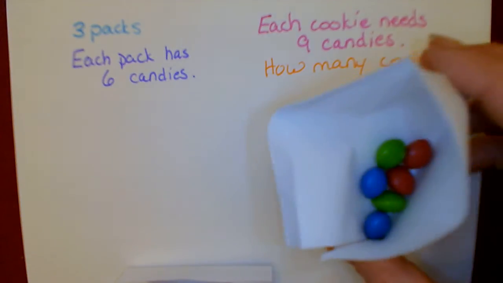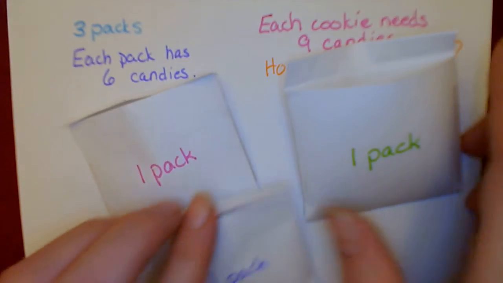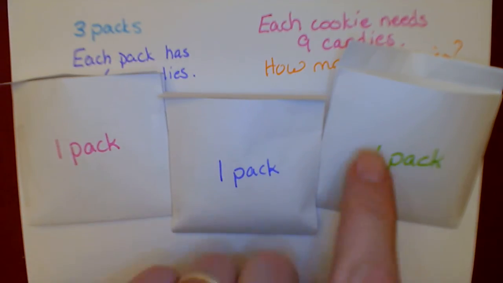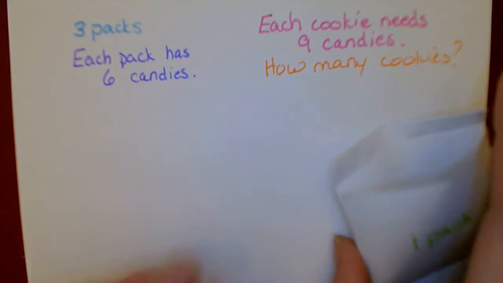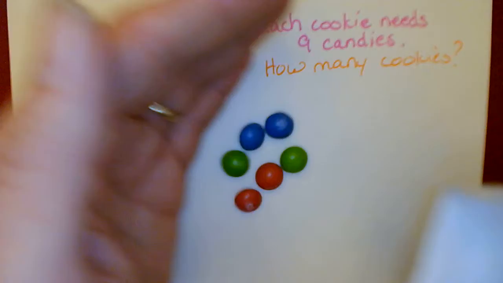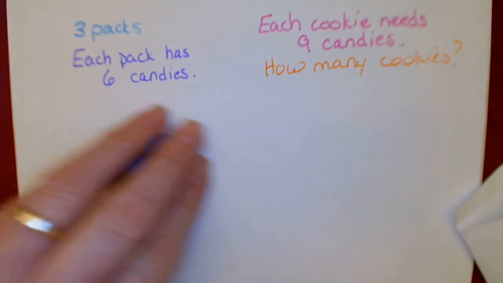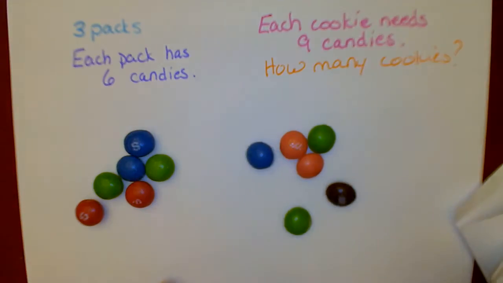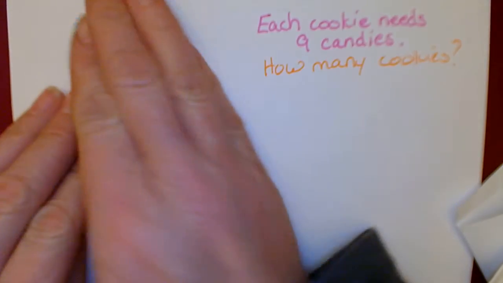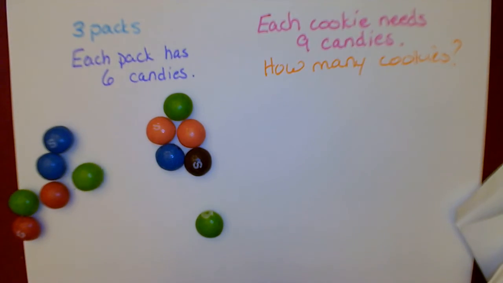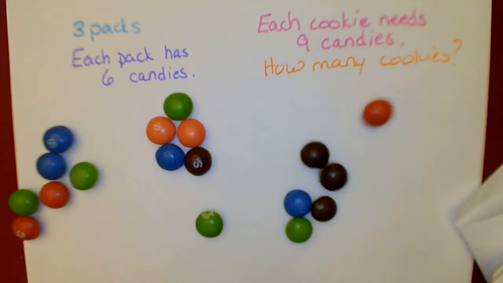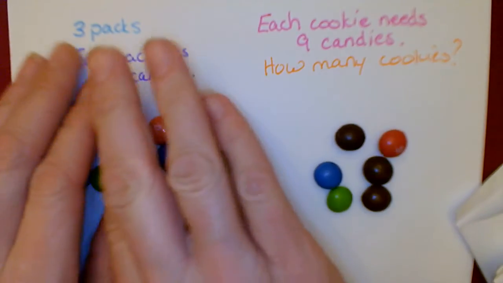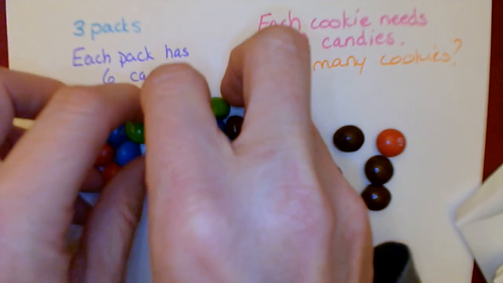So let's go ahead and empty out these 3 packs. So again, I have 3 packs. Let me show them to you. So we have 1, 2, 3, and we're going to empty them out. Each pack has 6 candies. So let's check this out. There's 6 candies right there from the first pack. There's 6 candies right there from our second pack. And there's 6 candies right there from our third pack. So again, we have 6 3 times.